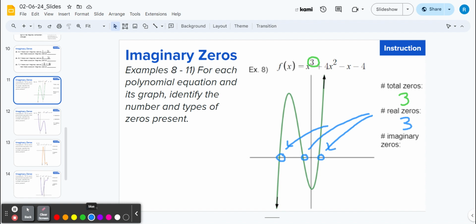I'm just labeling these right here, right? We have 3 real zeros on our graph. That means the number of imaginary zeros we would have left over is 0, right? We have 3 total, and 3 of them are real. So 3 minus 3 leaves us 0. We don't have any left over to be imaginary.